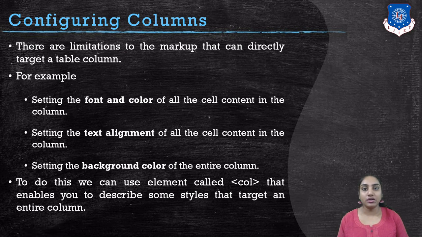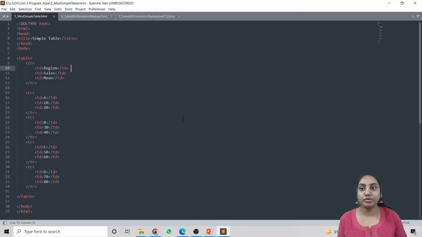Now we are learning all these fundamentals in a programmatic way. Our first program is the most simple table. This is our HTML tag, in which first we have declared our head tag, in which we have set the title as simple table. Now in the body portion we have created one simple table using the table tag.